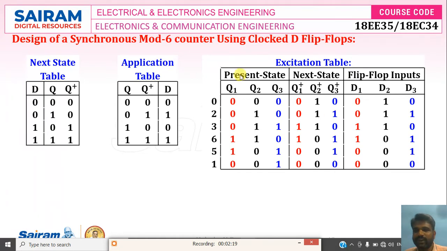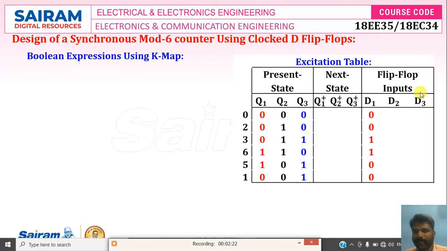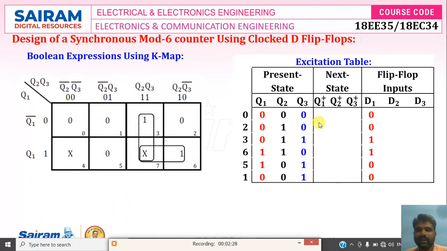Boolean expression. So here we need to obtain the expression for D1, D2, D3. Okay, so consider the D1 column and write the K map. See the entries. For cell 0, entry is 0. Cell 2 is 0. Cell 3 is 1. Cell 6 is 1. Cell 5 is 0 and cell 1 is 0, and the remaining, 7 and 4, are don't care.